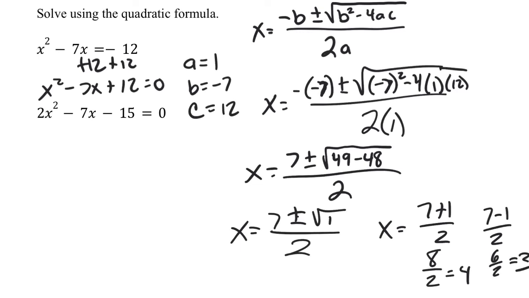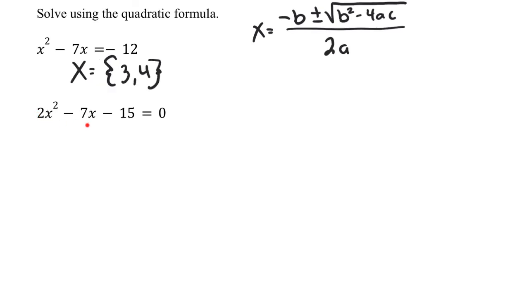And then I have 6 over 2, which is equal to 3. Alright, so my answers here should be 4 and 3. So let me go ahead, give me some room to write this in there. X is equal to 3 and 4. Sorry for my ugly brace.